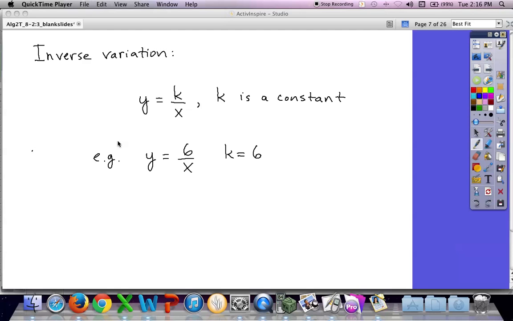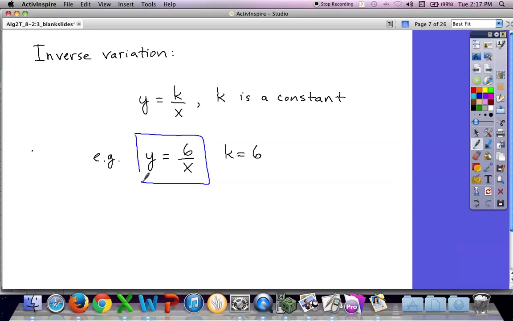The one kind of rational function that we do have a standard graph for is called an inverse variation. Inverse variation has the form of y equals k divided by x. The k is a constant. I mean, just fill it in. It could be anything. In this case, I'm going to say, for example, 6 over x. This is an inverse variation.